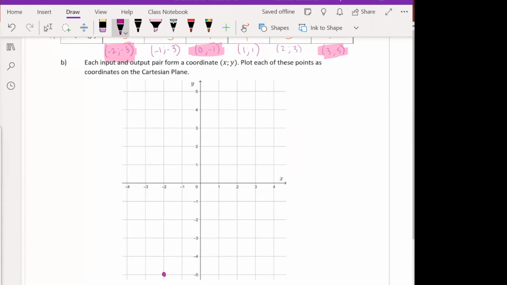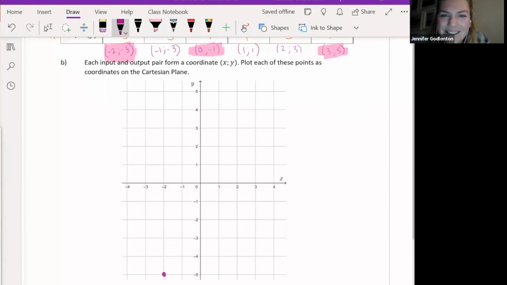Okay, cool. So that's my first plot over there. Then I've got 0 and -1. So that's going to be my second dot over there. And my third dot is going to be 3 and 5. I'm going to have these 3 dots looking like that.